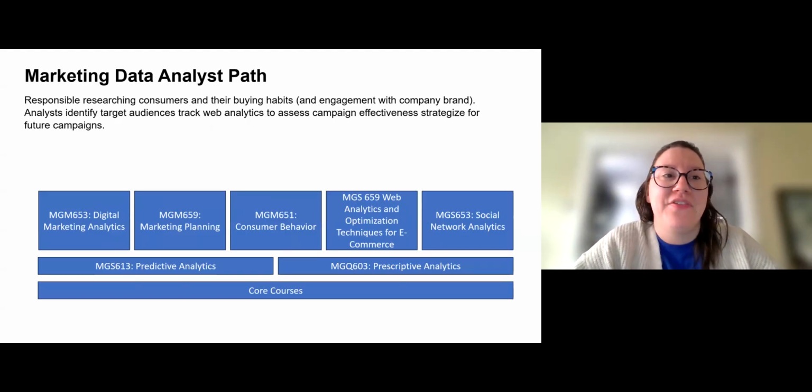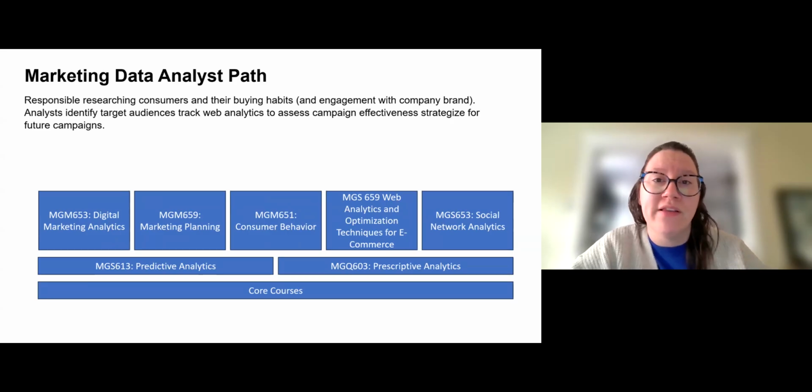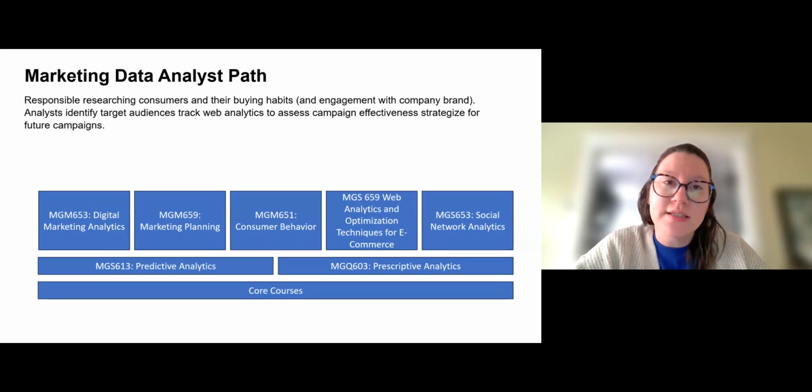Marketing data analyst path. Marketing data analysts are responsible for researching consumers and their buying habits and engagement with company brand. Analysts identify target audiences, track web analytics to assess campaign effectiveness and strategize for future campaigns. So again, we have our core courses. And then for our Flex Core, we recommend predictive analytics and prescriptive analytics.